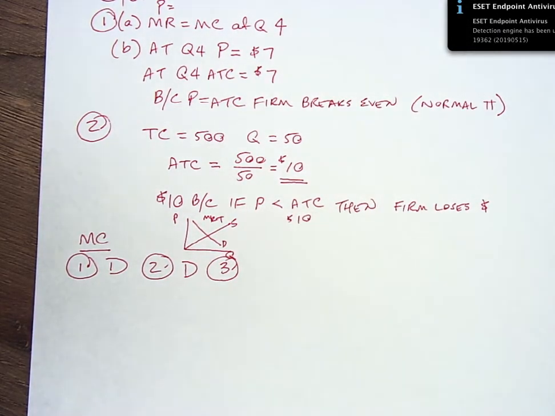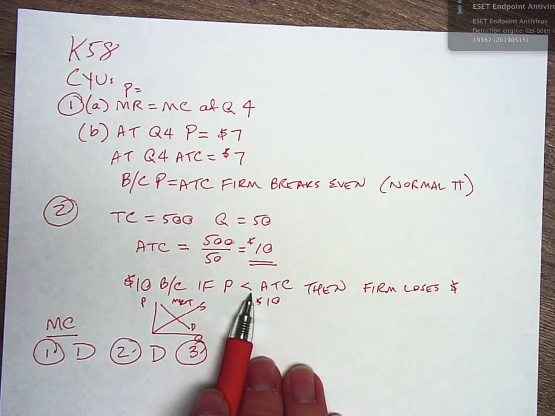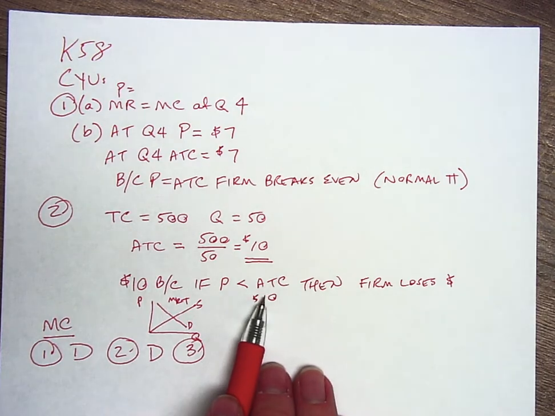Number 3, a firm is profitable if, and remember we're going to think about it, if price is greater than ATC, then the firm earns money.